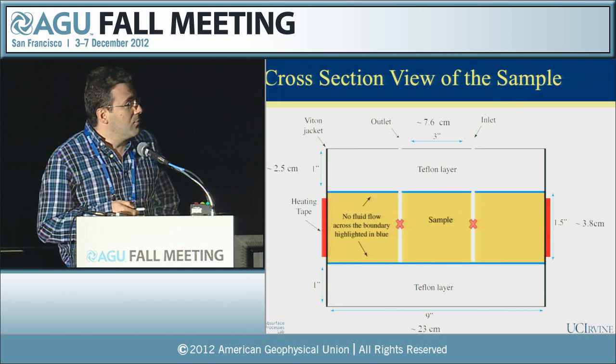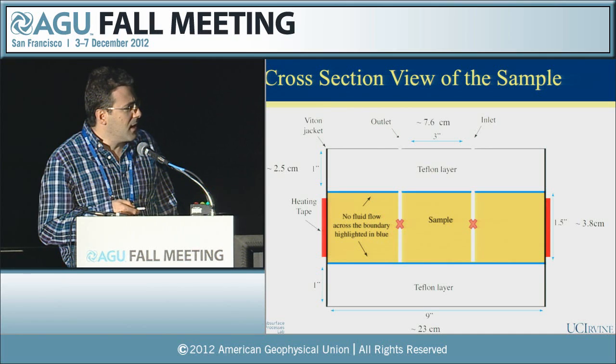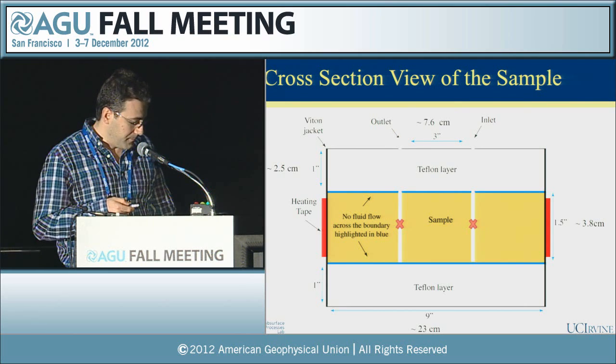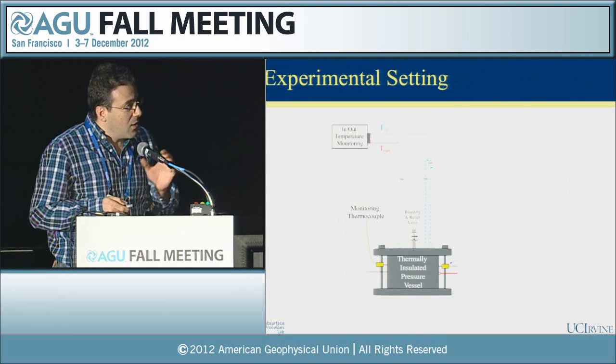And just to share with you some of the length scales here for our system, you can see the sample has about 23 centimeter length scale in here, almost 4 centimeter in height, and we use 2 Teflon layers, as I discussed earlier, for insulation. And here's our experimental setting.